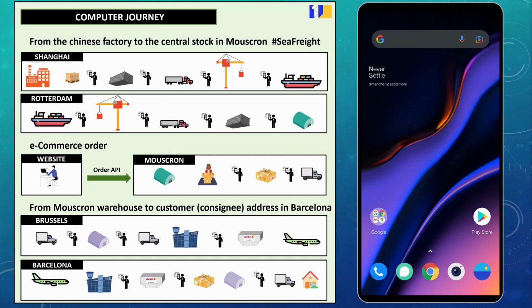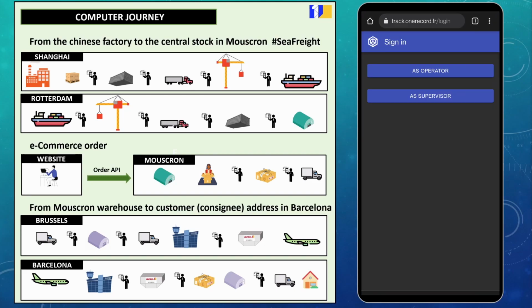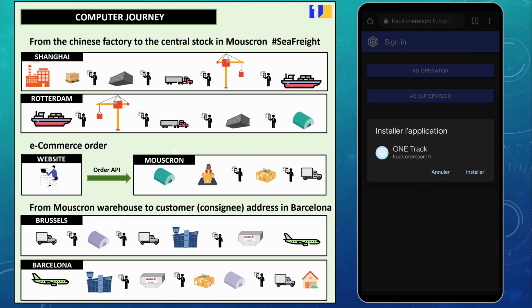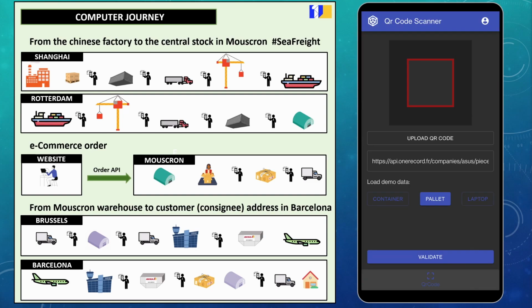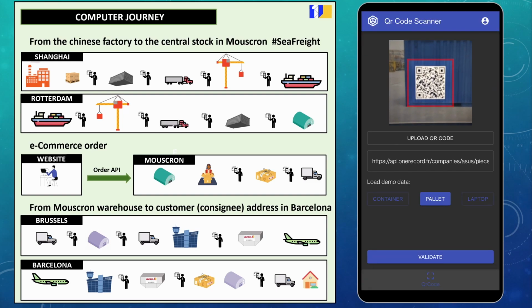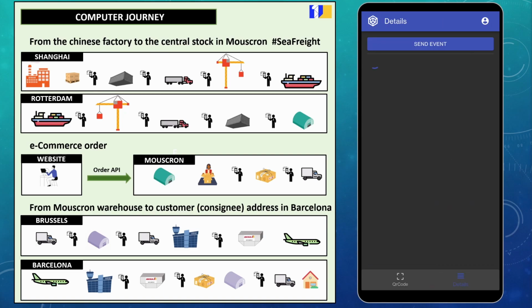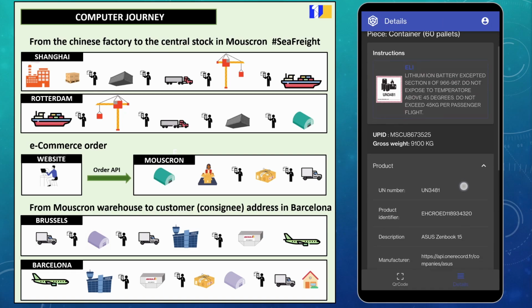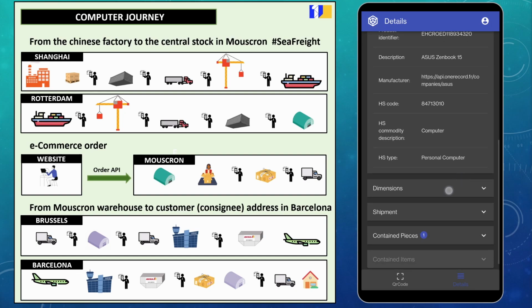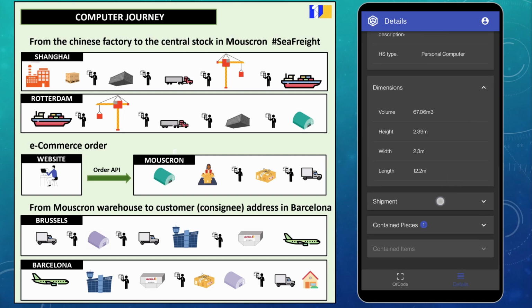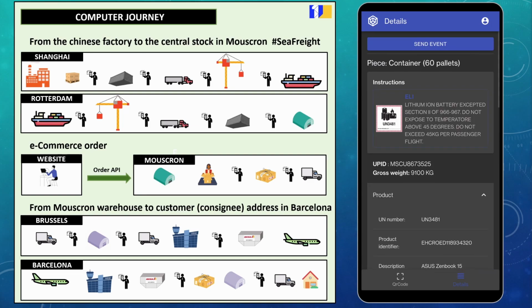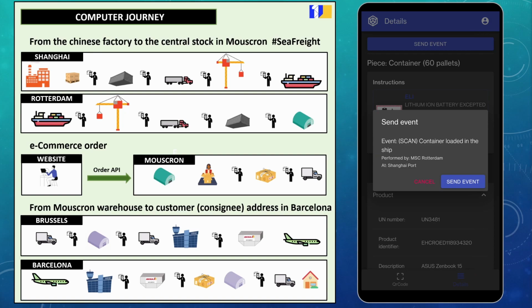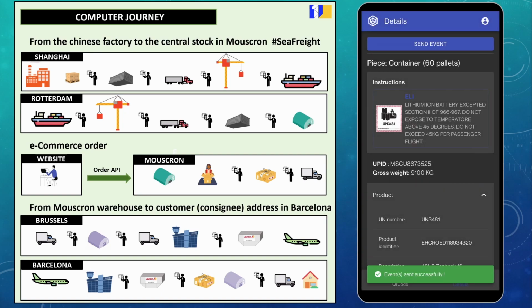In order to use OneTrack, first, of course, I need to install the app by browsing track.onerecord.fr. Then, I log in as an operator and I scan the QR code of the container. Then I can directly see special handling information, scroll, expand and show details. Finally, I can scroll up and click on Send Event. That will send the load event, meaning that I confirm the container is loaded in the ship.